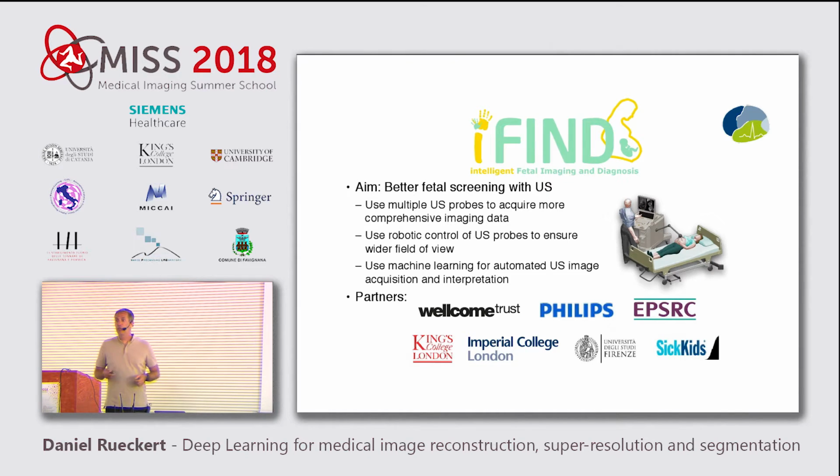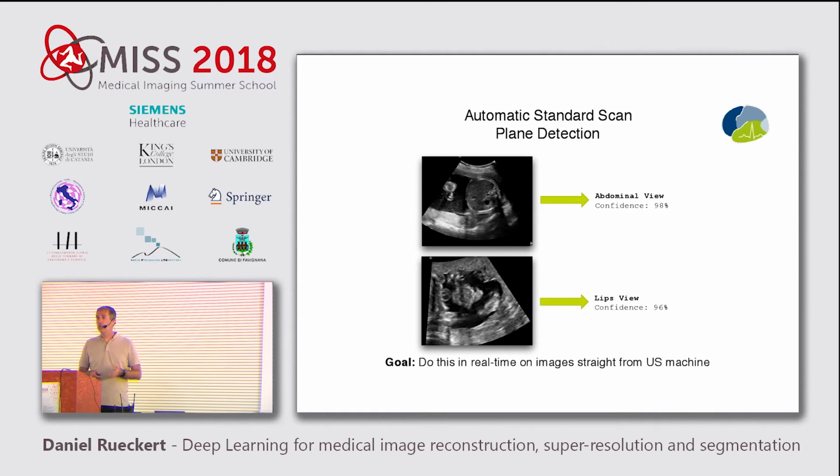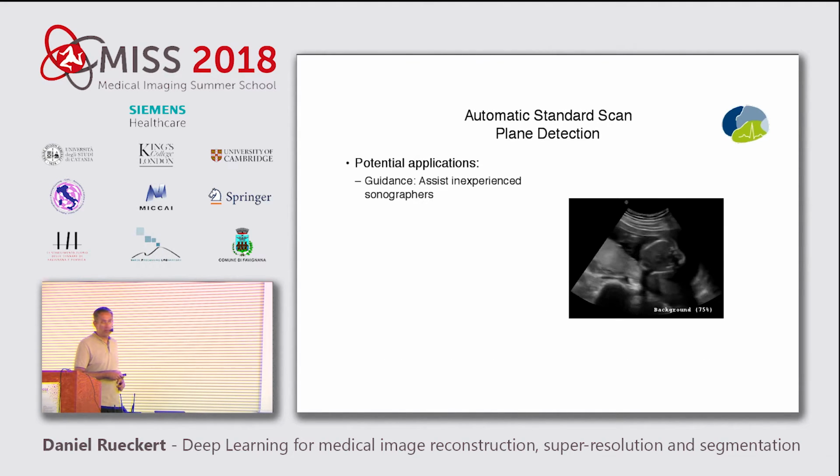So the task which we have as a classification problem here is a very simple problem in principle. It's basically saying what is in this image. So this is a 2D ultrasound image from a video stream, and we would like to say that this is a view of the baby, and it shows the abdomen of the baby. And if you show it a different frame, for example, it should say, well, this shows the lips of the fetus.